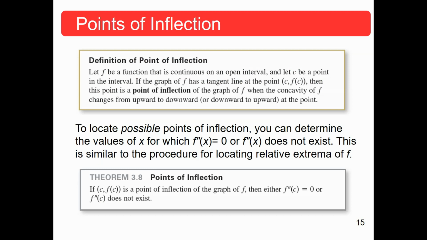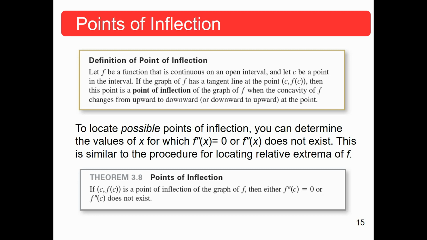So if we let f be a function that's continuous on an open interval and let c be a point in that interval, then the graph of f has a tangent line at point c, f of c. This is a point of inflection of the graph, okay? When it changes from concave up to down or down to up.